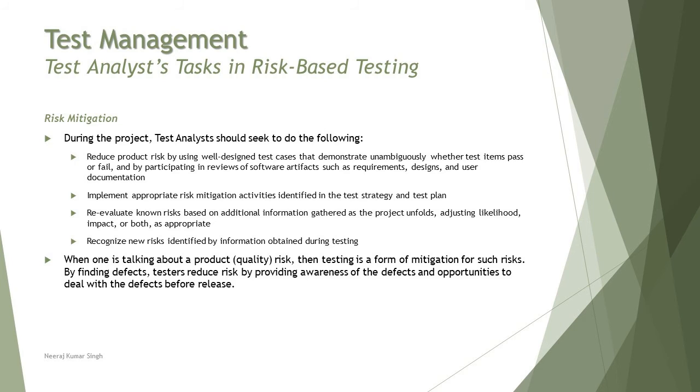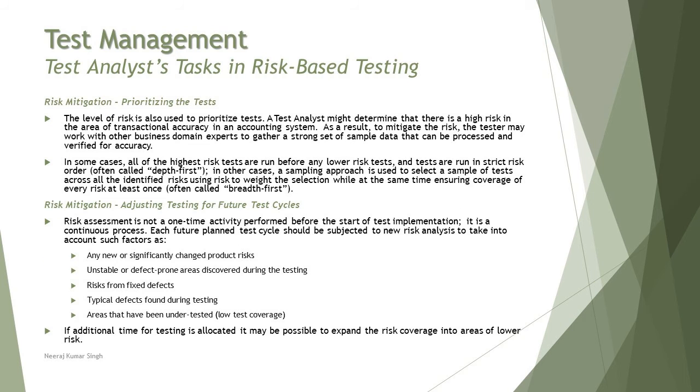Recognize new risk identified by information obtained during testing, and of course that would be the way to look at any point of time during the execution. You may identify new risk as well, so you just don't leave it then and there. So that's where the mitigation part generally takes care. So generally the test analyst has the core responsibility of identifying, assessment, and mitigation. When you further look into the mitigation details, we have prioritizing the test and adjusting testing for future test cycles.